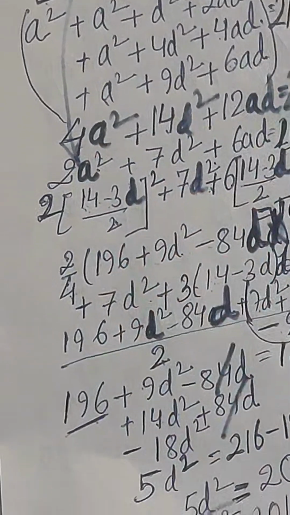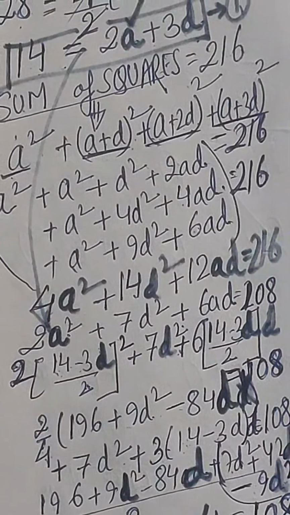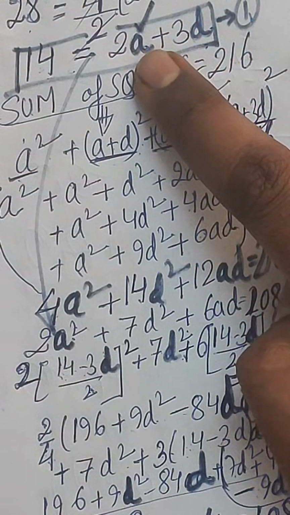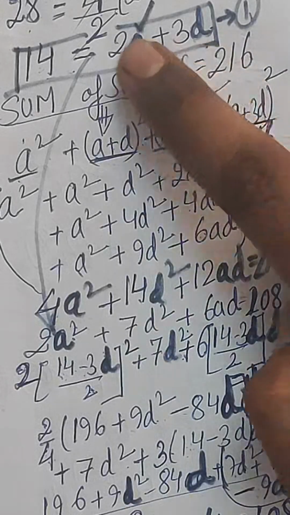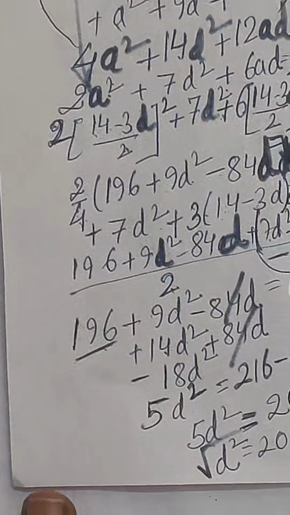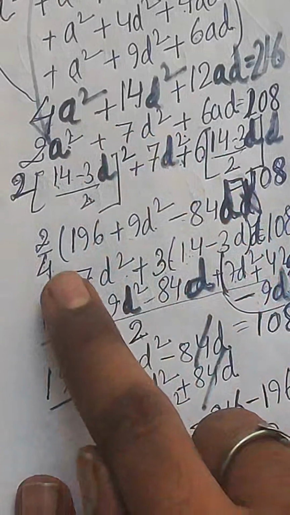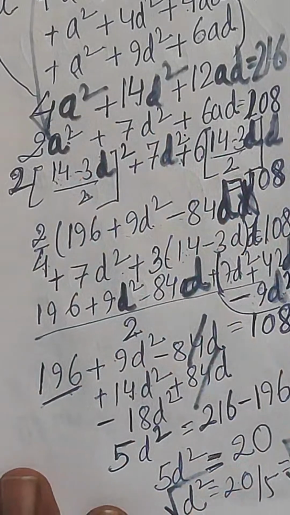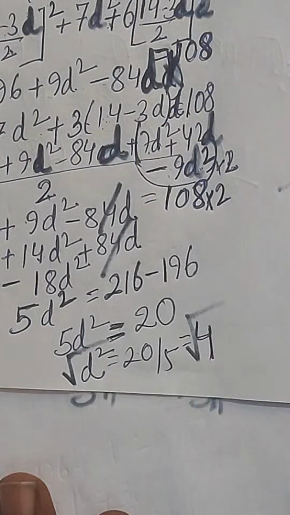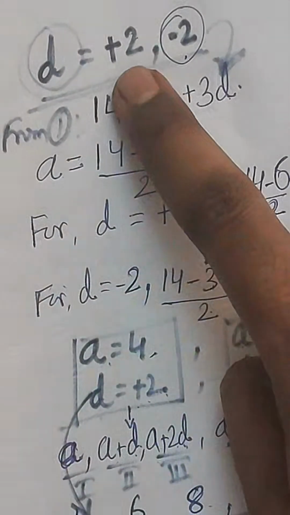So this is further simplified. What we did, we simply replaced the value of a here, and we get the value of a in terms of d, that is, a equals (14 minus 3d) by 2, right? So here we just eliminated one of the variables. Okay, so we eliminated a, so we get an equation in d. So finally we get d square equals 4, so root of 4 gives you two values of d, that is plus 2 and minus 2.